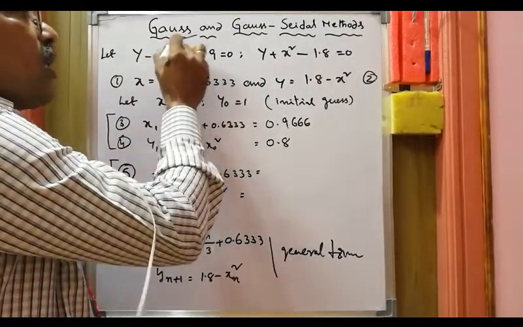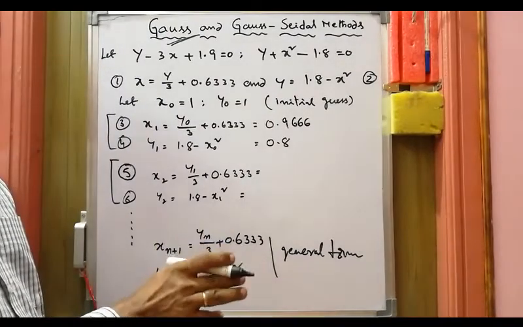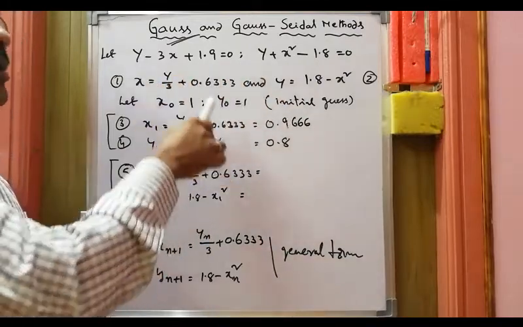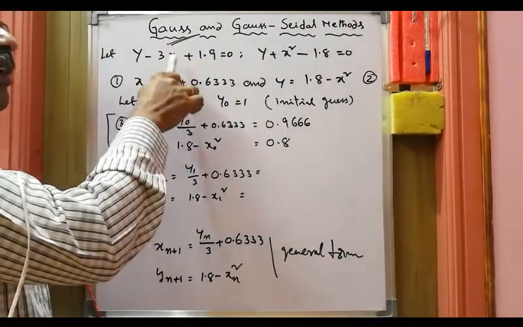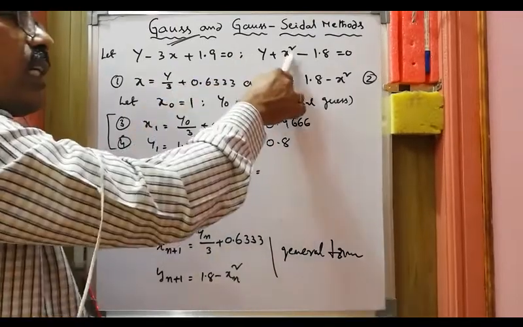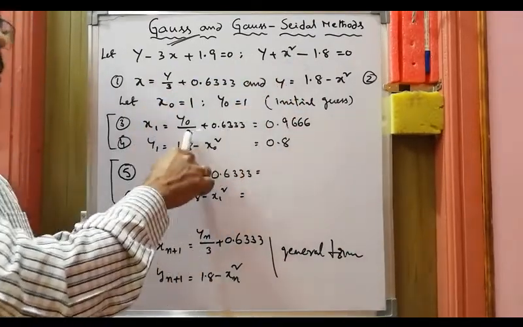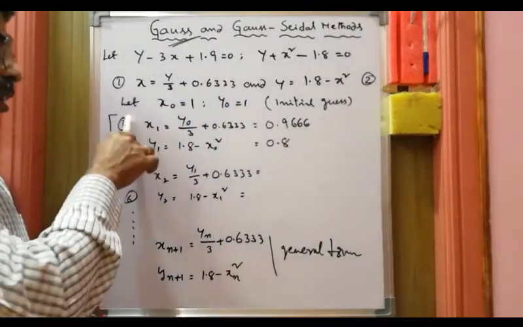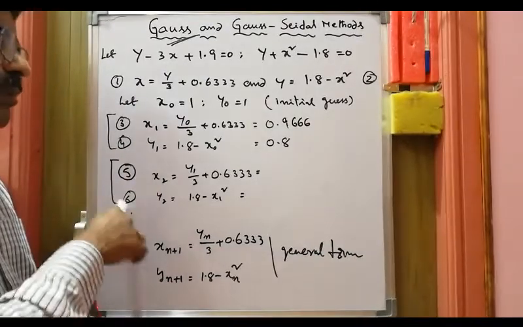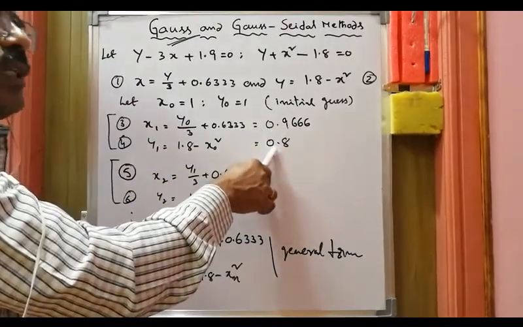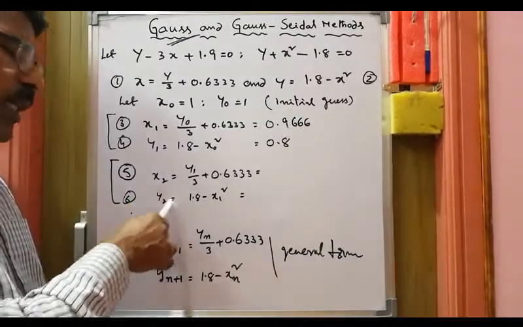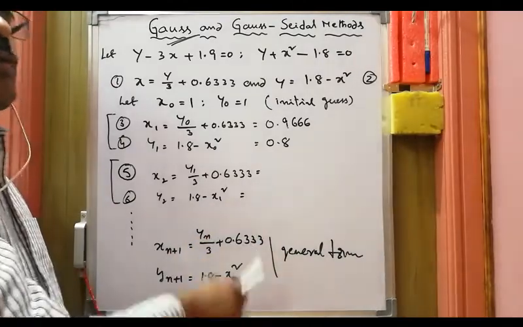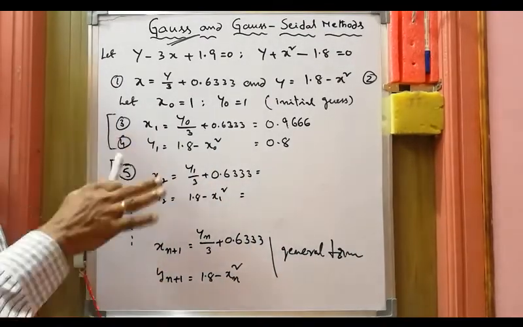First, the Gauss method. The procedure is simple. If there are two variables, two equations are given. From the first equation extract x, from the second equation extract y. Then make an initial guess, substitute the values, complete the first iteration, then get the updated values, substitute these values back, and you get the results at the end of the second iteration, and then it is to be continued. Okay, this is the Gauss method.